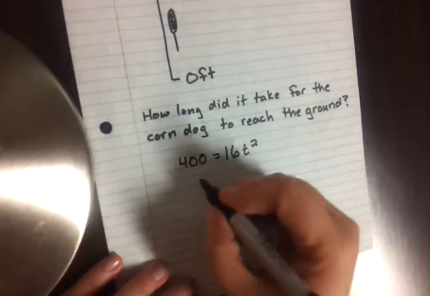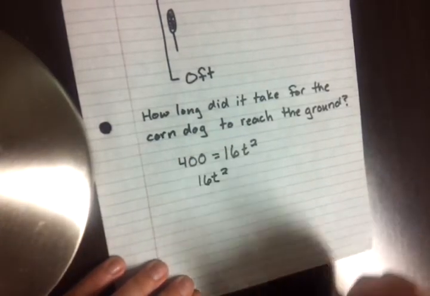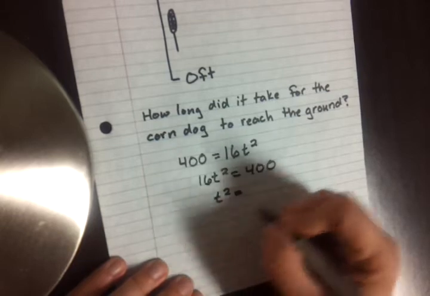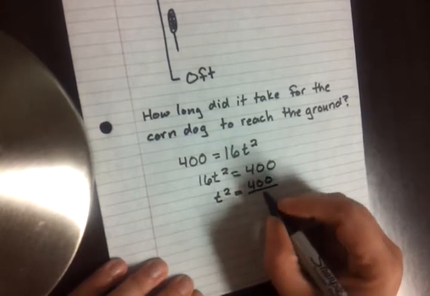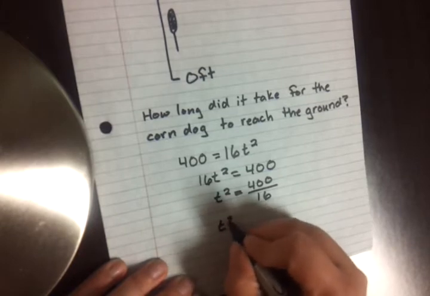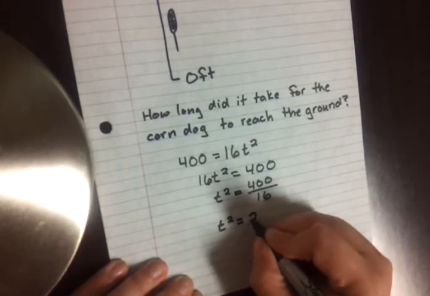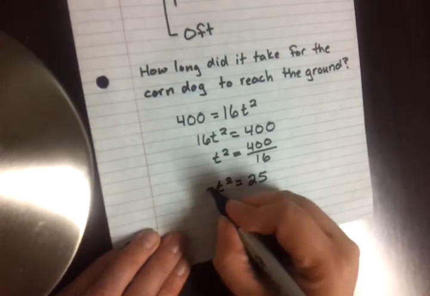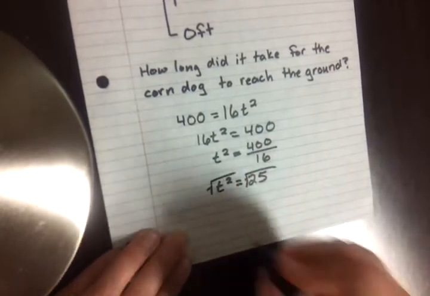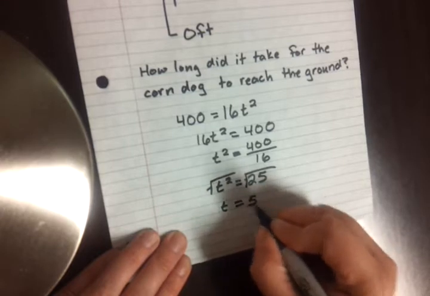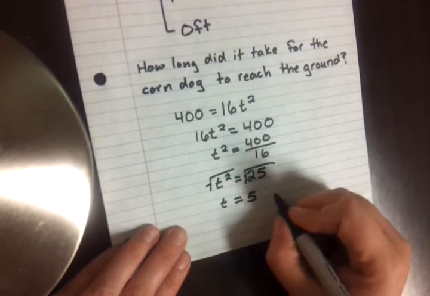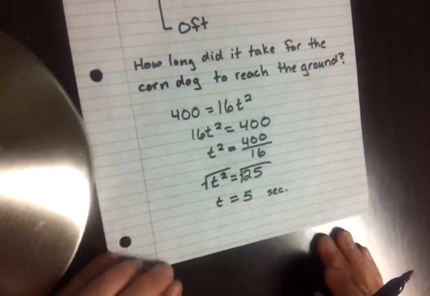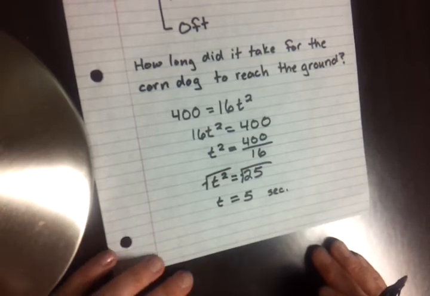And because I want to get my t on the other side, I'm actually going to rewrite it. 16t squared equals 400. t squared, then I'm going to divide by 16 on both sides, equals 400 divided by 16. And that actually happens to be 25. So I've got t squared over here, 25 over here. If I take the square root of both sides, I'm going to end up with t equals 5. And that t is time in seconds, so it's 5 seconds. So for the first blank, where they ask how long did it take the screwdriver to reach the ground, the answer is 5.